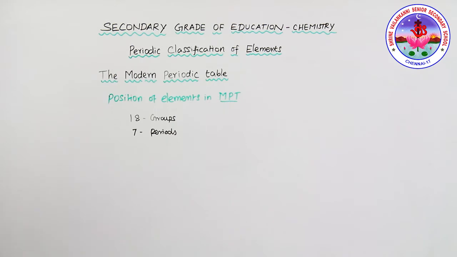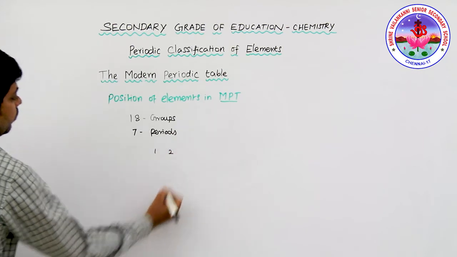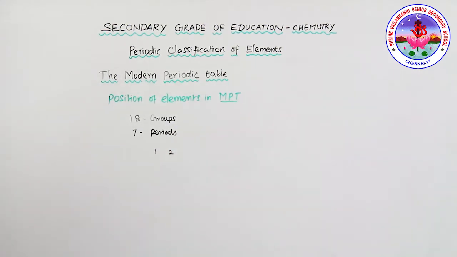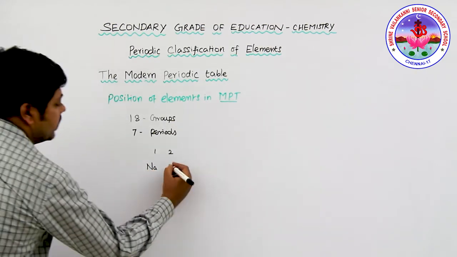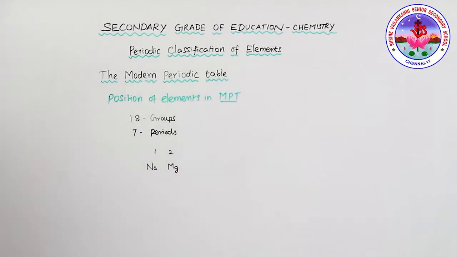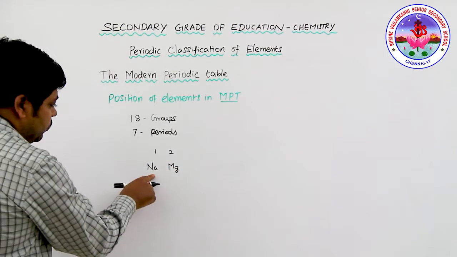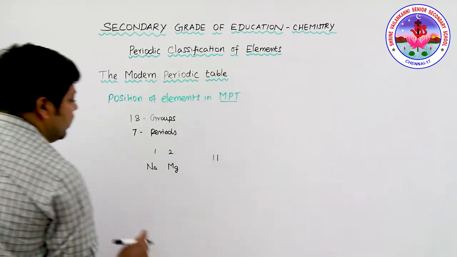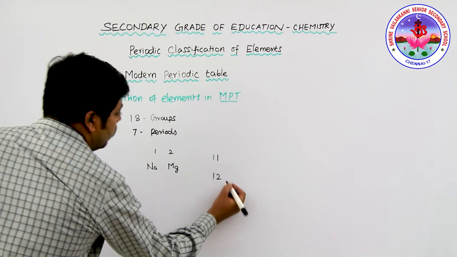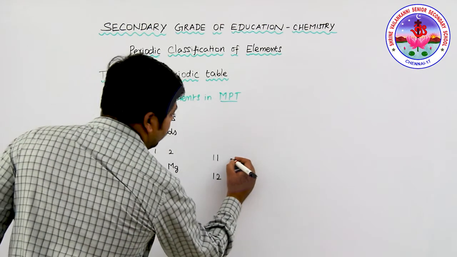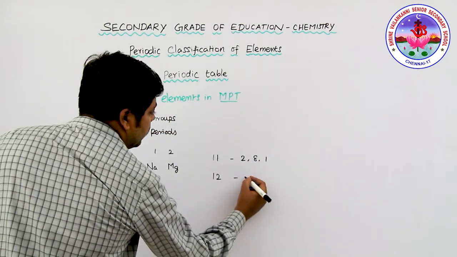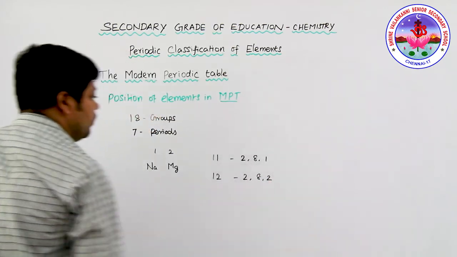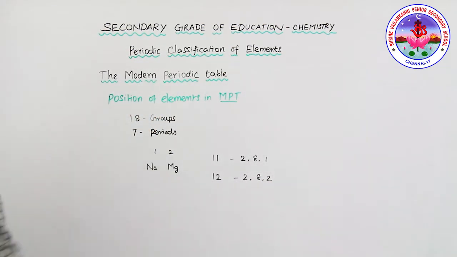See, take any groups, for example group 1 and group 2, the alkali and alkaline earth metals. For group 1, one of the elements is sodium, and for group 2, one is magnesium. What is the atomic number of sodium? Sodium has 11 and magnesium has 12. So the electronic configuration will be 2, 8, 1 for sodium and 2, 8, 2 for magnesium.